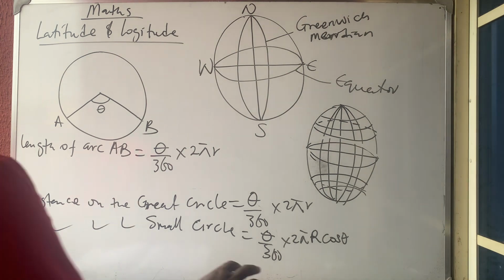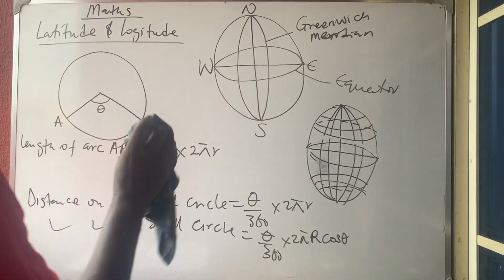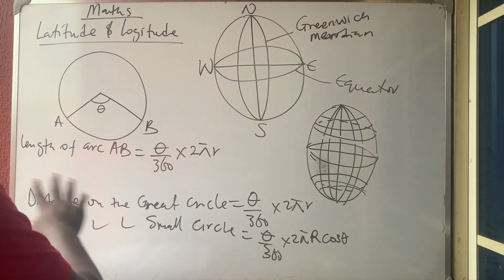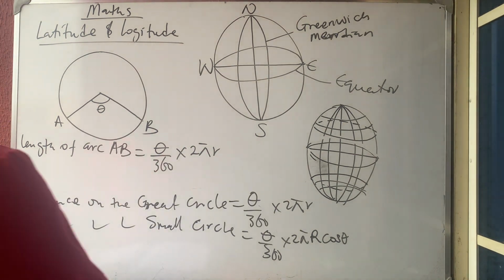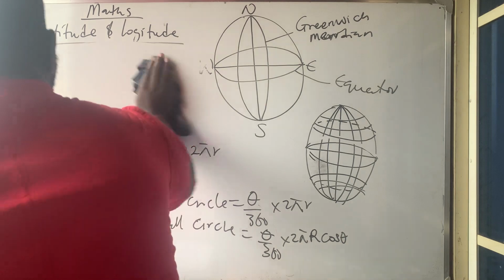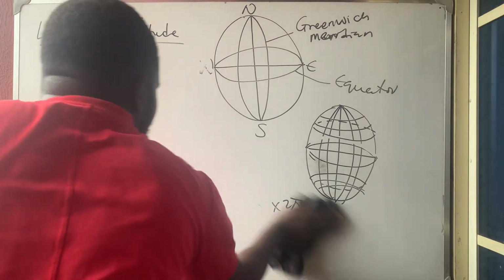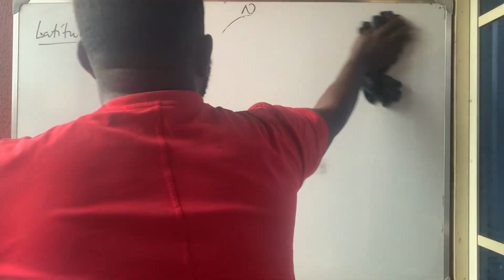So longitude and latitude is the simplest topic you can do in maths. Just know these two formulas and you are good to go. There is nothing else there. So let us just draw. When we are drawing, it will make you understand it perfectly as you are solving some questions.